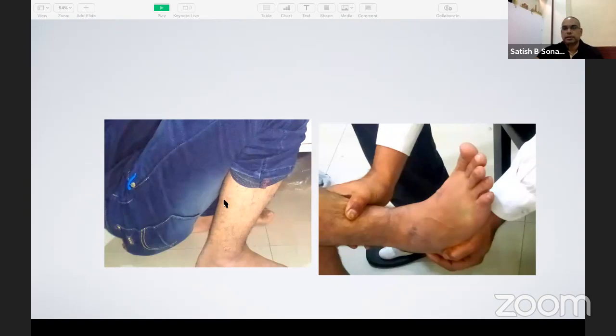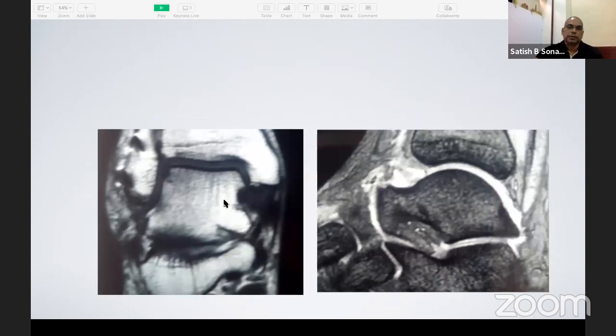And after 1 year from the surgery, I did his MRI. You can see the completely healed anterior talofibular ligament. This osteophyte is completely removed and it is smooth. And that talar defect is also healed over the period of time.